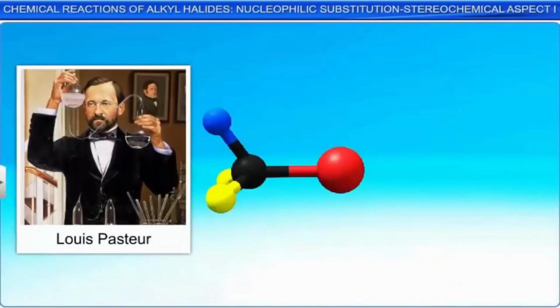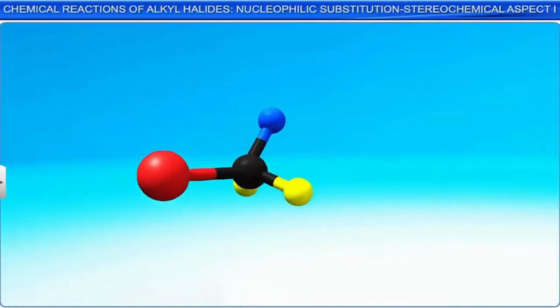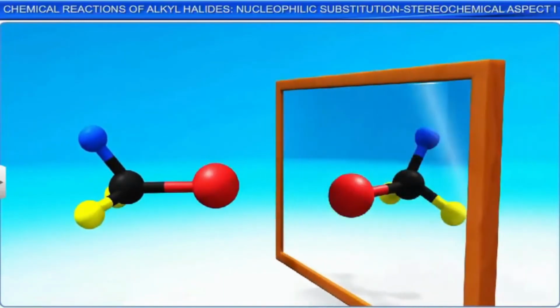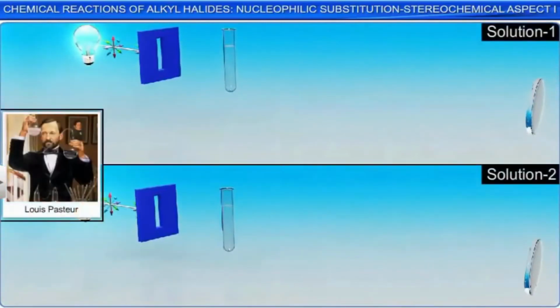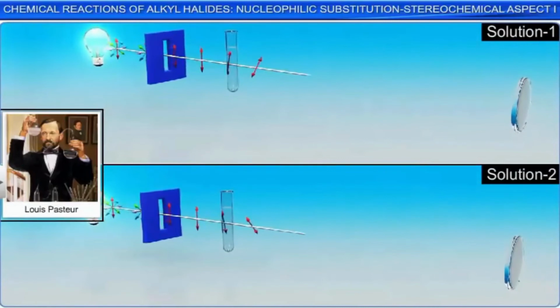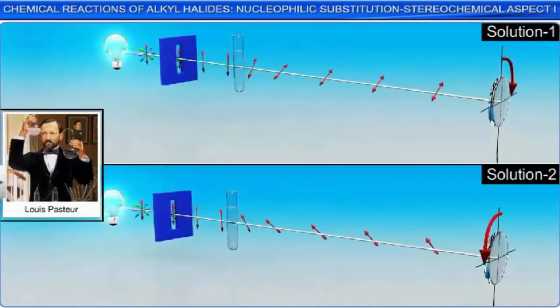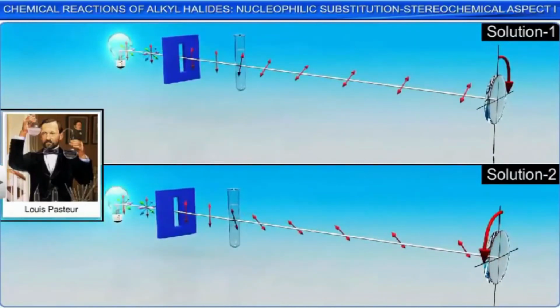According to Louis Pasteur, a noted scientist, the optical activity of a compound is associated with the three-dimensional arrangement of atoms in a molecule. The two forms of crystals of certain compounds and their aqueous solutions show optical rotation, equal in magnitude but opposite in direction. He concluded that the difference in optical activity is due to the difference in the three-dimensional arrangement of atoms in the two types of crystals.